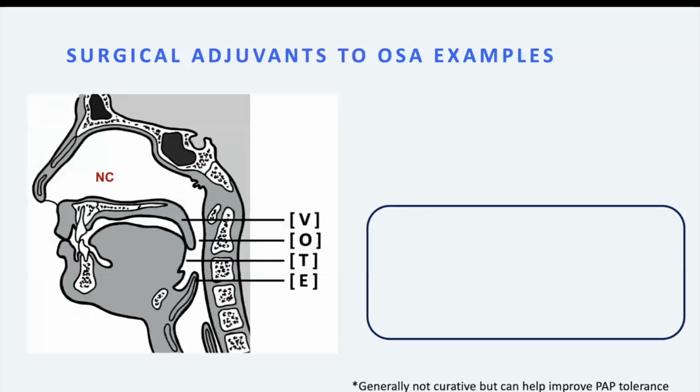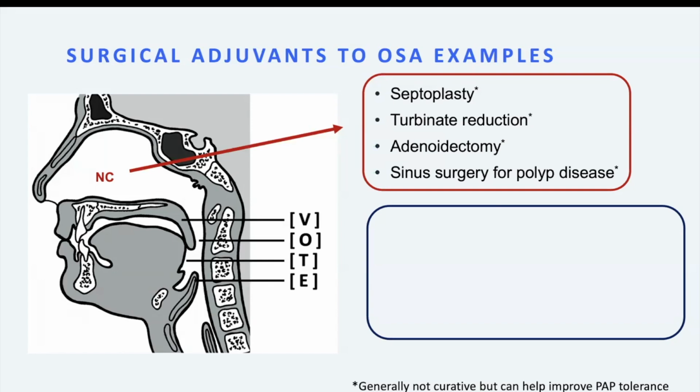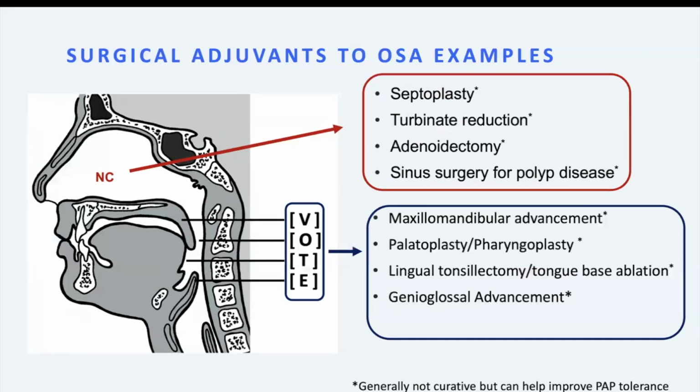On the other hand, surgical adjuvants to OSA can be divided; for the nasal cavity, examples are septoplasty, turbinate reduction, adenoidectomy, and sinus surgery if the patient has polyp disease. However, generally, these are not curative, but they can help improve PAP tolerance. To move on to the VOTE section, you can have maxillomandibular advancement, palatoplasty, pharyngoplasty, lingual tonsillectomy, base of tongue ablation, and genioglossus advancement, but we will focus on the hypoglossal nerve stimulator.